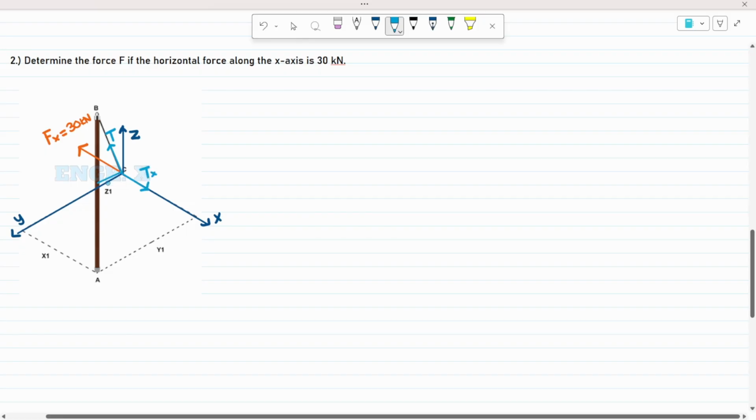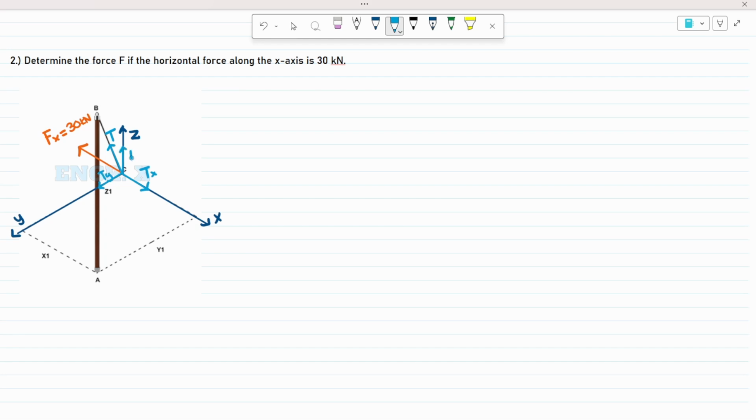Ty, and Tz is pointing upward. Okay. With this, by summation of forces horizontal equals 0, we can say na yung Tx is equal to 30 kilonewton.